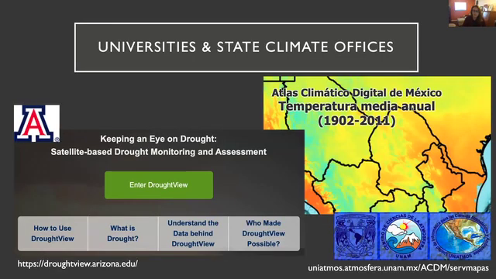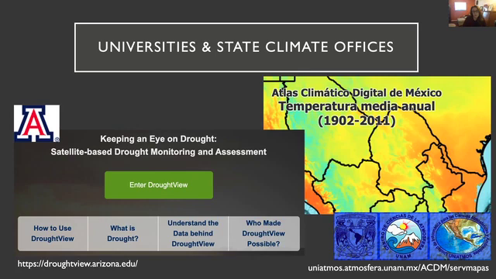And then lastly, I just wanted to talk about the universities and state climate offices. So universities are often a trusted source of climate information as well. They may host useful tools, such as this one here, Drought View by the University of Arizona. And Drought View allows the user to visualize drought parameters, including vegetation and precipitation indices. And then another example is this digital climate atlas for Mexico. And this is from the National Autonomous University of Mexico, and it allows visualization of past and future climate data for the country.